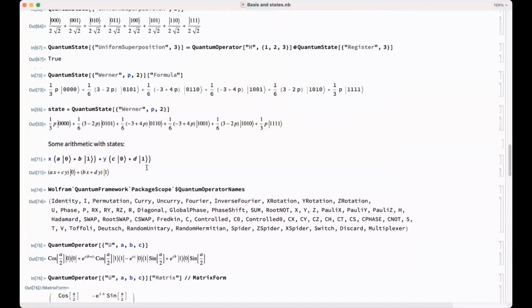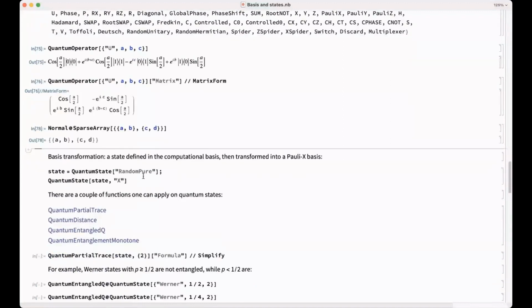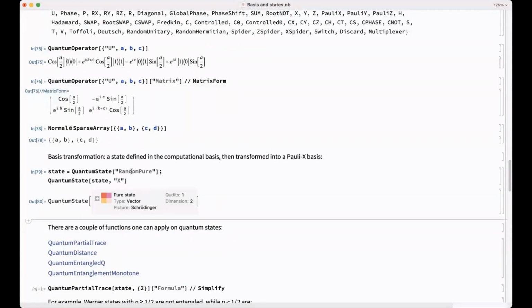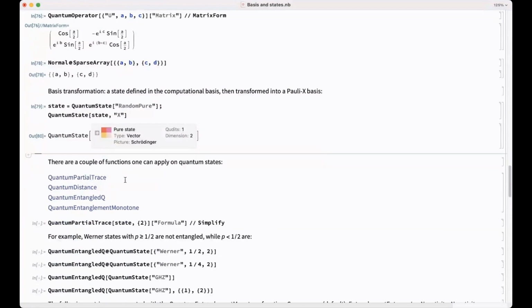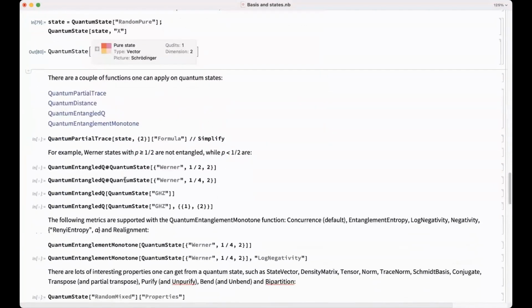We were discussing how we can use states to do some arithmetic on those quantum operators. This is some clarification that I've already told you how to do, that you can convert states to a different basis. Yeah, this is just a change of basis. Okay, now we should discuss, I guess, the different functions that we have to work with states and the basic quantum framework functions.